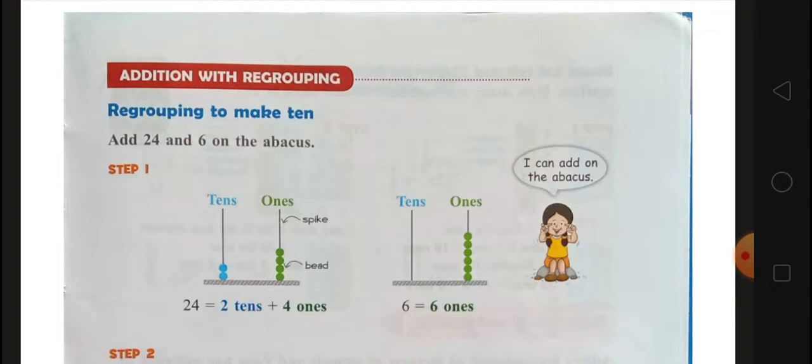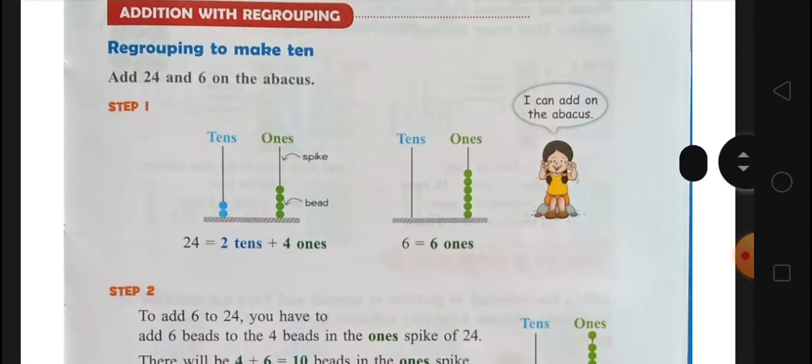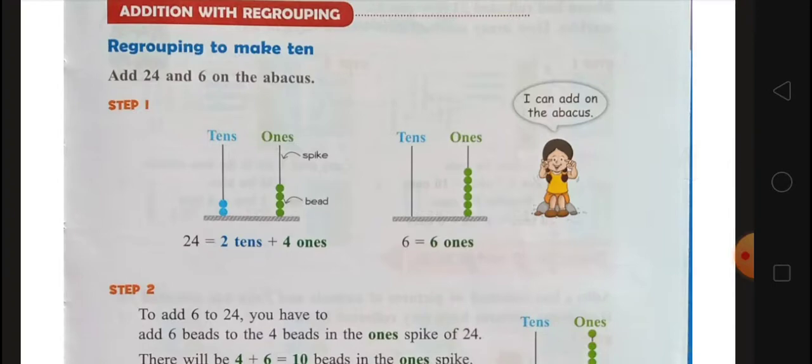Okay, so you can see here that you have to regroup to make 10. Addition with regrouping means regrouping to make 10. An example is given here. Add 24 and 6 on the abacus. In step first you have to show these numbers on the abacus. In 24, on the ones place there are 4 beads, so in the ones spike there will be 4 beads, and in the tens spike there will be 2 beads.